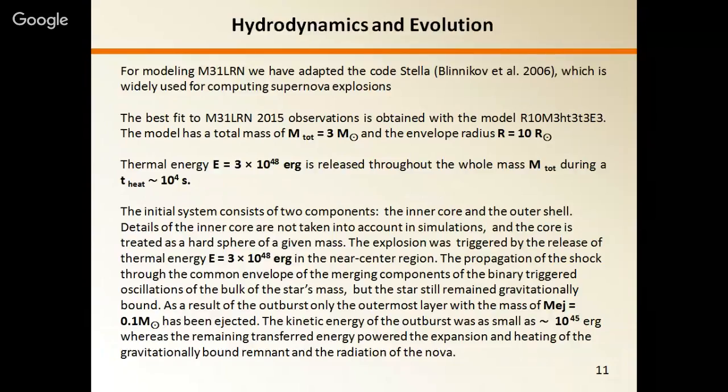The propagation of the shock through the common envelope of the merging components of the binary triggered oscillations of the bulk of the star mass. But the star still remains gravitationally bound. As a result of the outburst, only the outermost layer with a mass of about 2.1 solar masses has been ejected. The kinetic energy of the outburst was small, 10 to the 45 ergs, whereas the remaining transferred energy powered the expansion and heating of the gravitationally bound envelope, radiating as the nova.